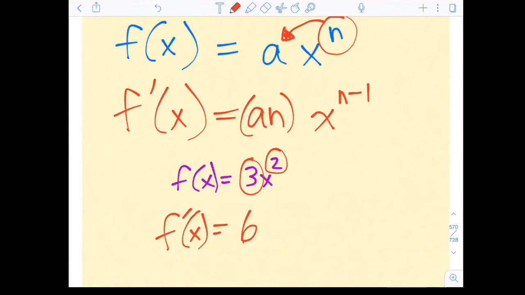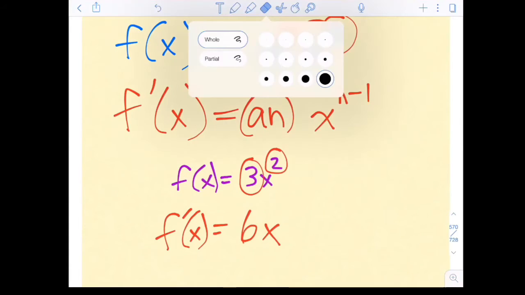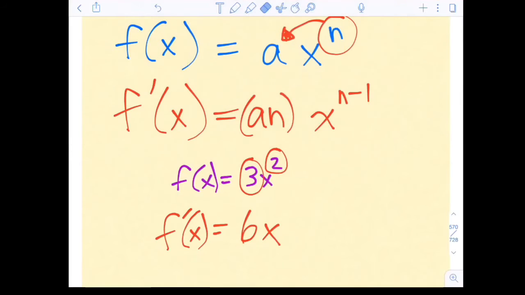Then I'm going to keep x, and then what we're going to do is subtract one from our exponent. Our exponent in this case happens to be 2. I'm going to remove 1. 2 take away 1 is just 1, so I don't even need that notation there. It's just 6x.